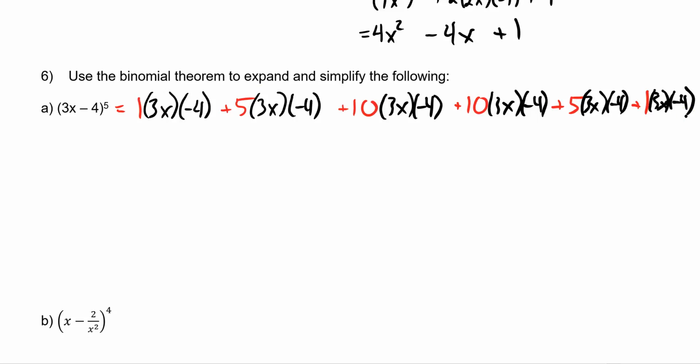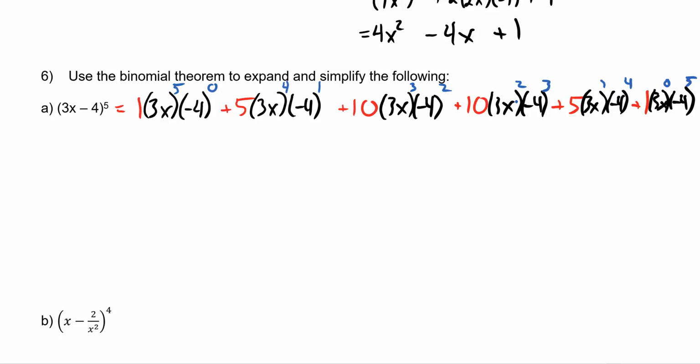Very important that you write it as multiplication. A lot of people will write 3x minus 4 like this, and that's not quite what we want to do. It's the two terms multiplying each other. Now I can write out the exponents. So I know the first term, 3x, will start with an exponent of 5, and then go down 4, 3, 2, 1, 0. The second term, negative 4, will start at 0 and go up 1, 2, 3, 4, 5. Now each pair of exponents adds to 5, so I know I'm on the right track.